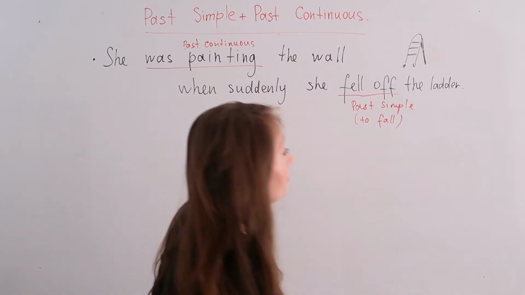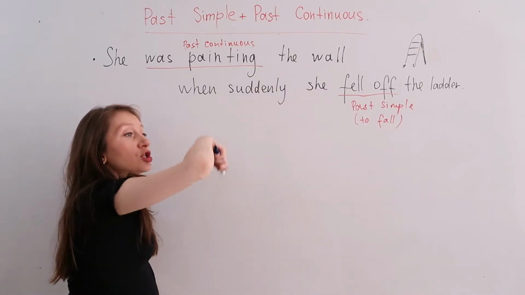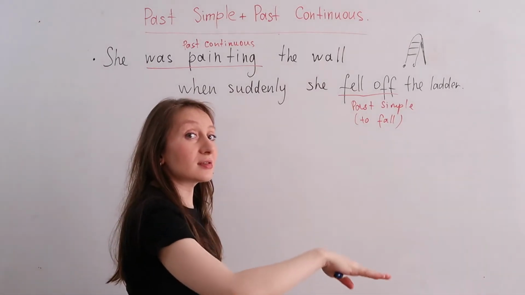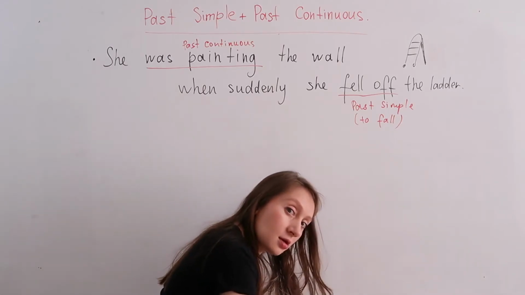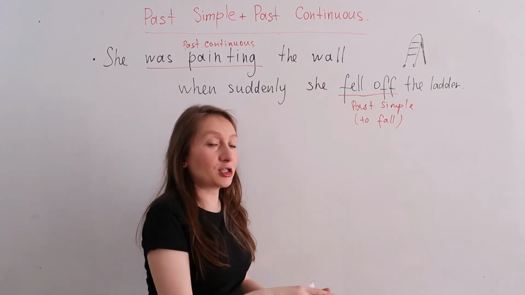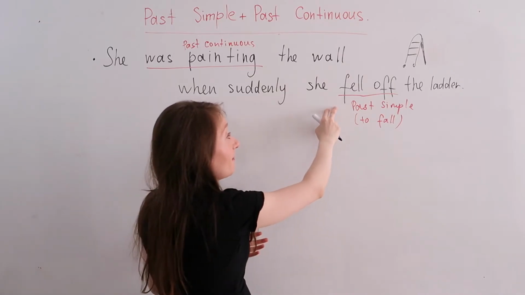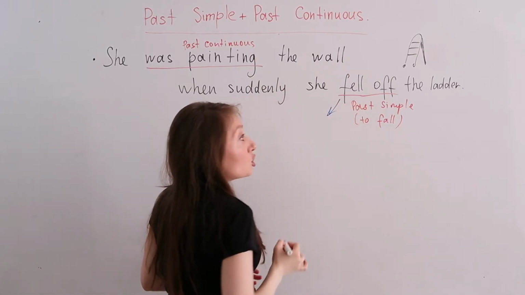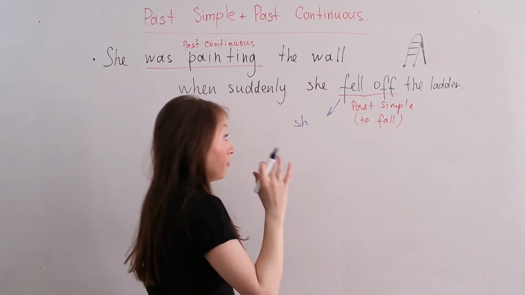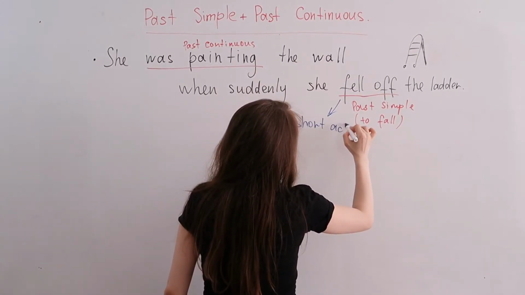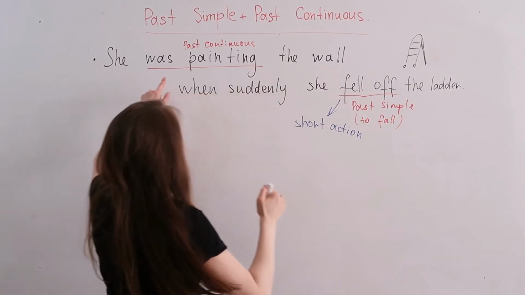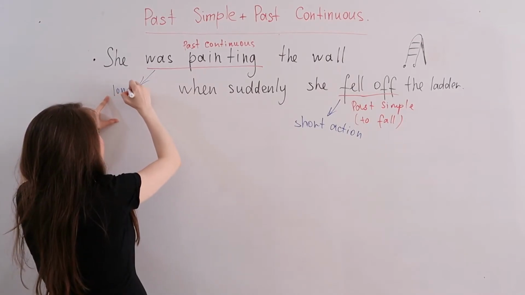As you can see from the situation, when I show you, she was painting, I'm showing that there was a process. And then suddenly she fell off. So I show it like very quick action. Like a quick action, right? Fast. It happens very fast. So we call it short action. Because if you fall, you fall. You're not falling. You fall. Short action. And she was painting. This is actually long action.